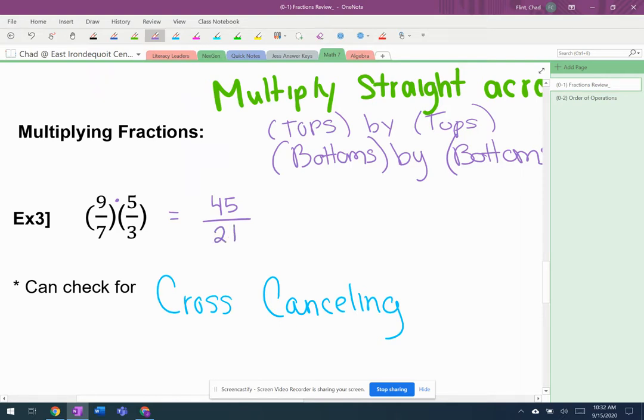But now this answer can be simplified, right? There's something that goes into both 45 and 21 that we can reduce by, and that would be 3. 45 divided by 3 leaves me with 15, and 21 divided by 3 leaves me with 7. So 15 sevenths, or, actually, no, sorry, 15 is not 1. Obviously, I can put 2 in there. 2 and 1 sevenths.